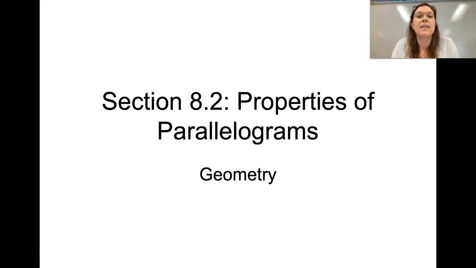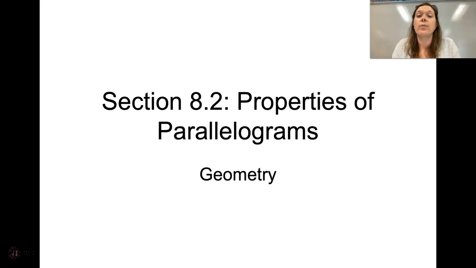We're going to be starting chapter 8, which is talking about all different types of quadrilaterals. So we're finally moving away from triangles. I know we've been with them for quite some time, but now we're going to add a fourth side and move to quadrilaterals. So we're going to talk about all the different types of quadrilaterals that we can have.